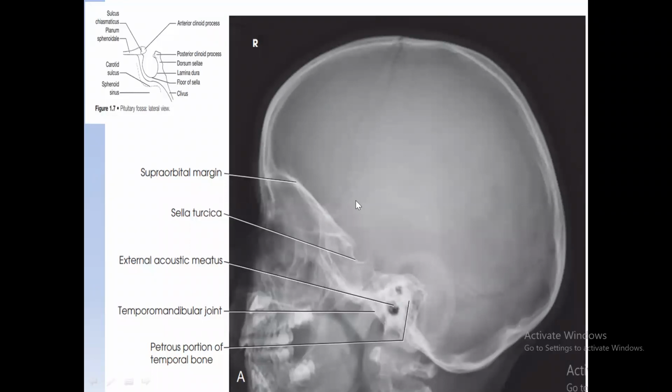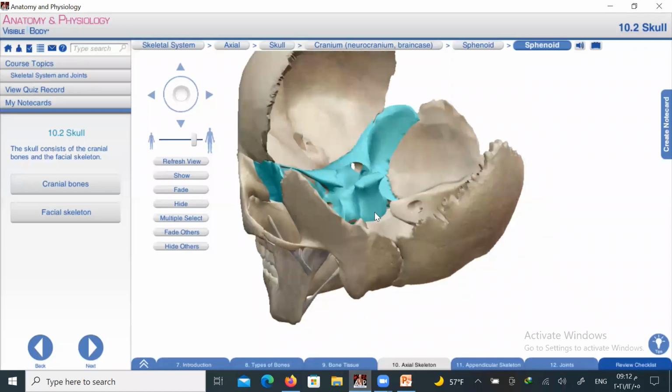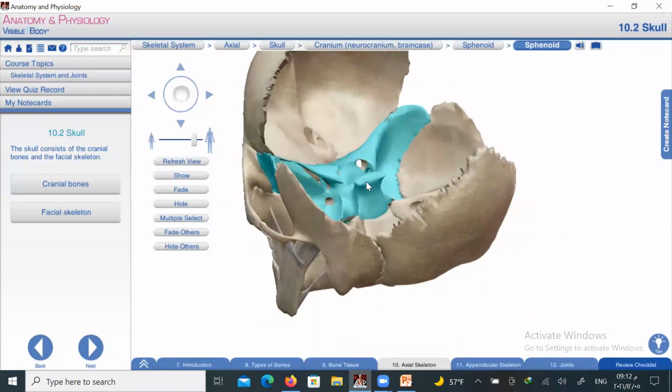This is a lateral skull radiograph in which you can see clearly the sella turcica. Let's see the 3D image of the skull. This is the sphenoid bone, and this part is the sphenoid body, which is cubical in shape.